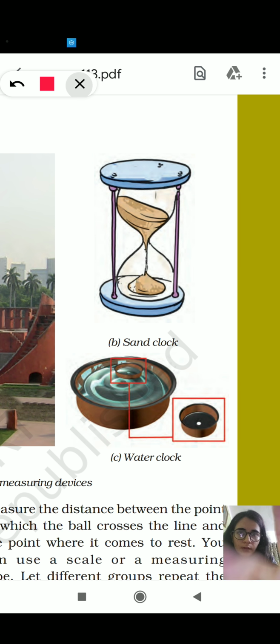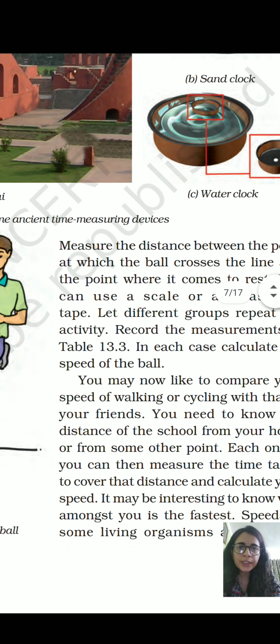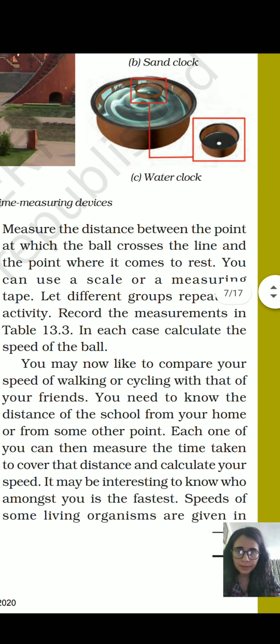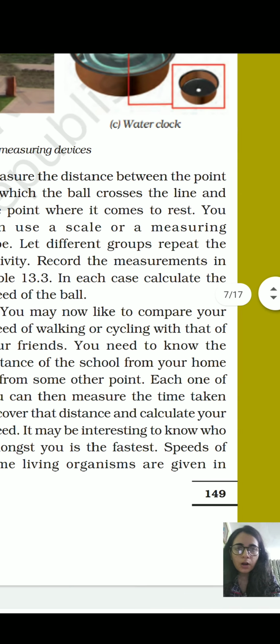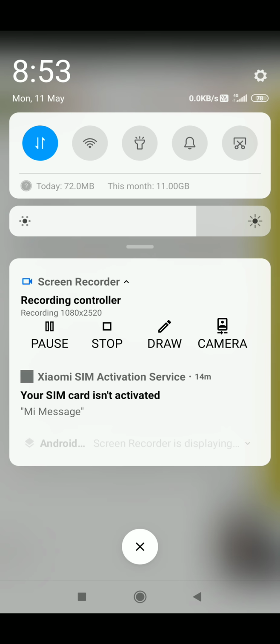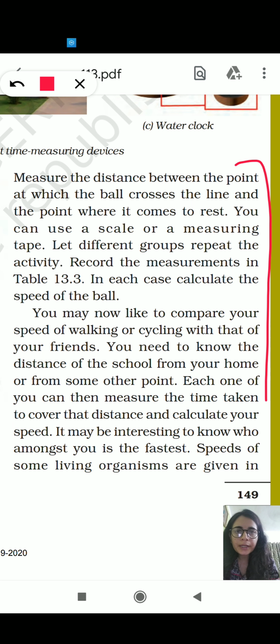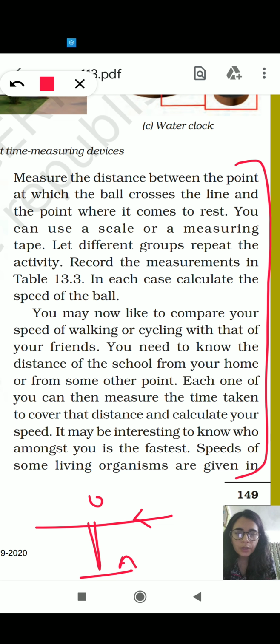Okay, so this was the ancient time measuring devices. Also here some observations are given. Now measure the distance between the point at which the ball crosses the line and the point where it comes to rest. We have all studied it. You can use a scale to measure from O to A. You can note this distance, you can note the time, and then you can find speed, speed is equal to distance divided by time.